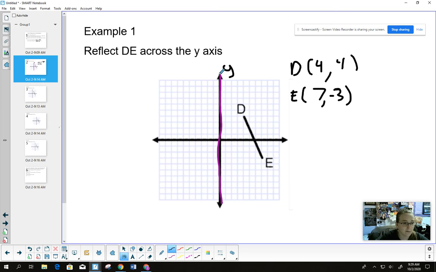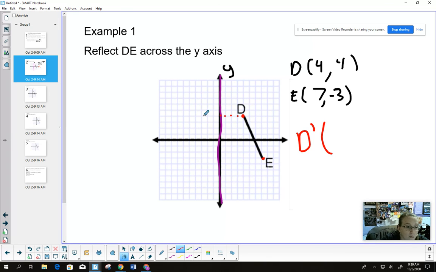Okay, so once again, we have said the y-axis is our mirror. We're going to count how far away D and E are from our mirror, and then we're going to flip it over that the same distance away. So you're going to count straight towards your mirror. So D is 1, 2, 3, 4 points away. So D prime, remember that's going to be how we say the new image. D is the first image, D prime is the new one.